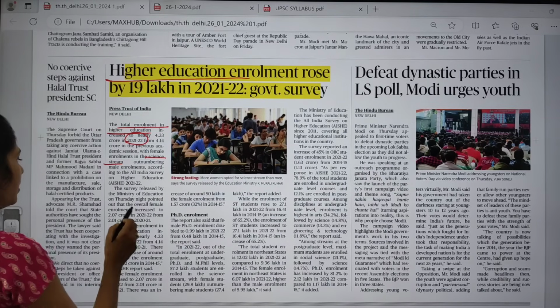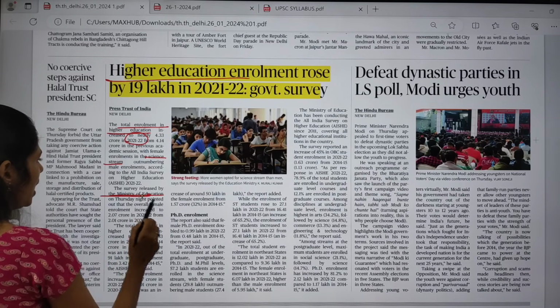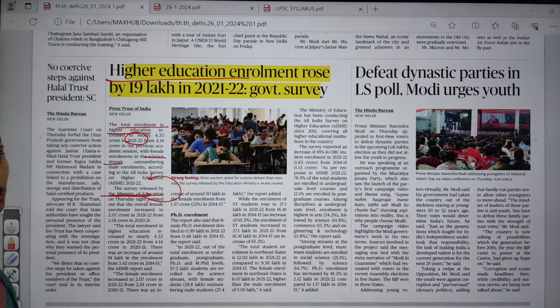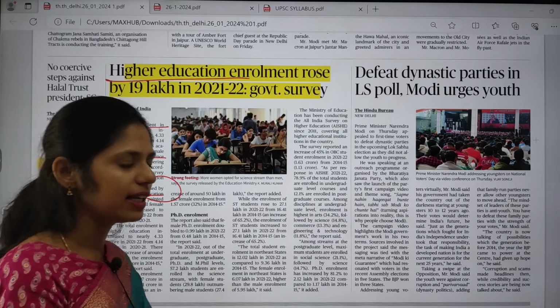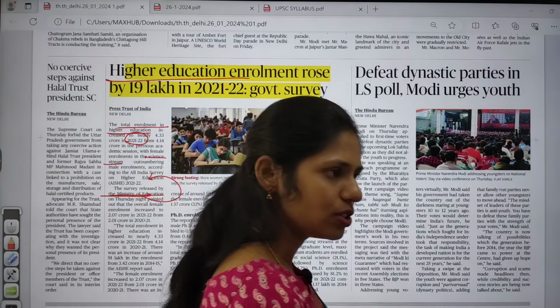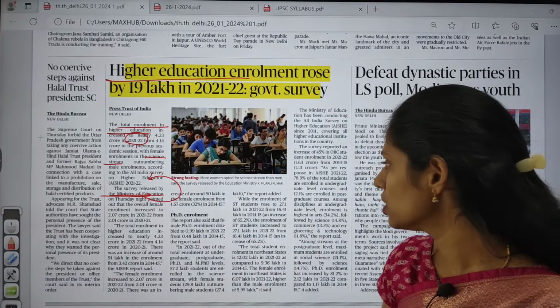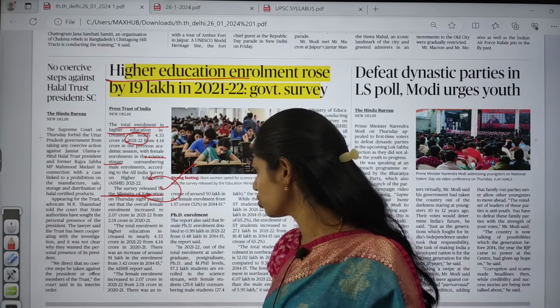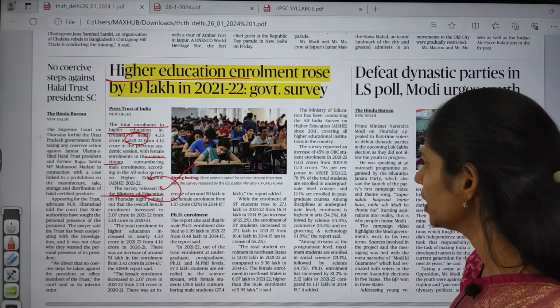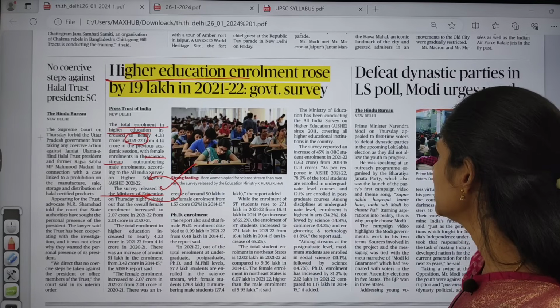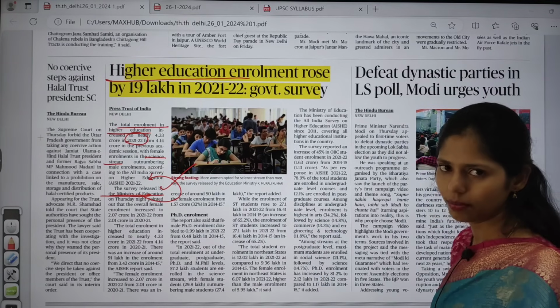This survey is released by the Ministry of Education, and this report is called the AISHE report. Whenever you are writing any answer or essay regarding education, you have to incorporate this AISHE report, which is released by the Ministry of Education. Okay, clear? These are some important things you have to remember regarding this topic.